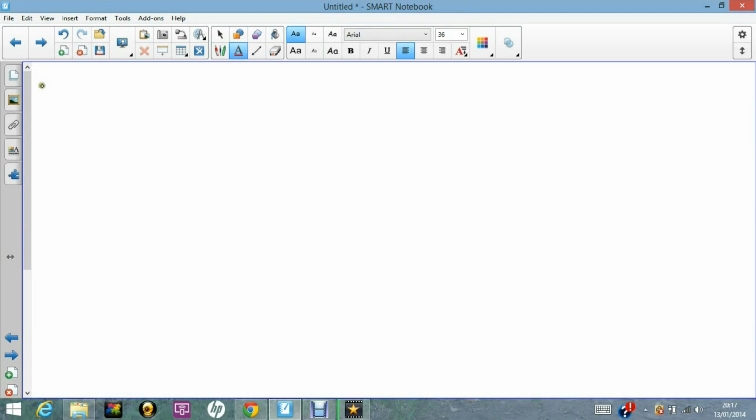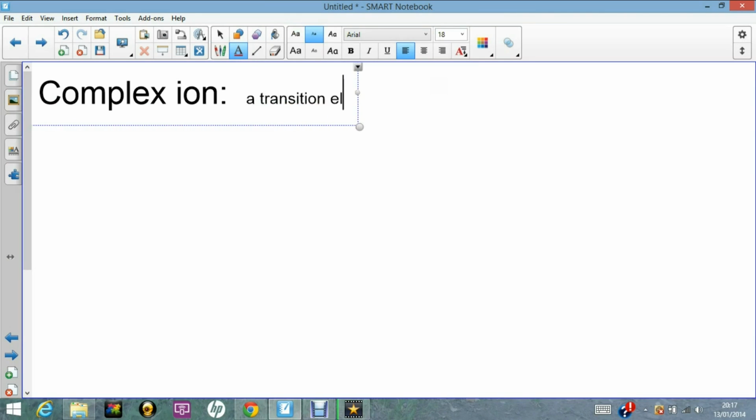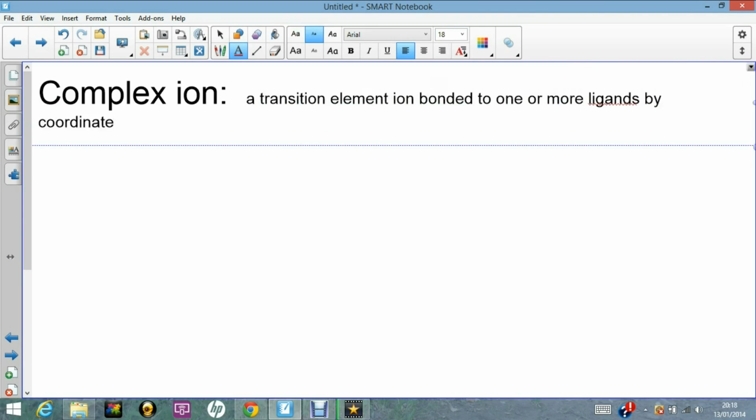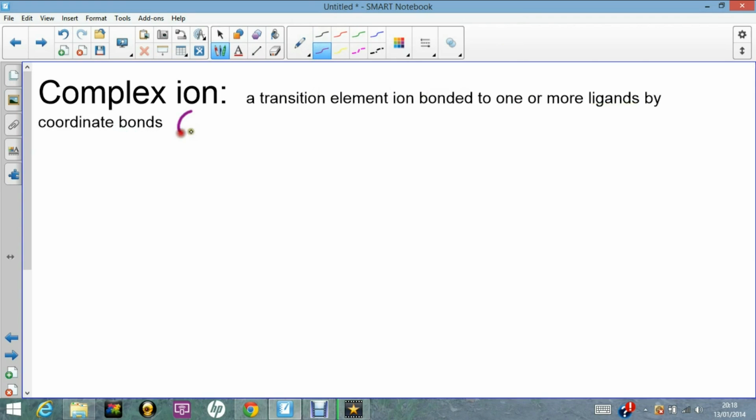In this video we're going to take a look at complex ions and their shapes. So in your exam you might be asked to define or explain what a complex ion is, so you're going to say a transition element ion. You could get away with saying a metal ion bonded to one or more ligands by coordinate bonds, and this is generally going to be 1 mark.